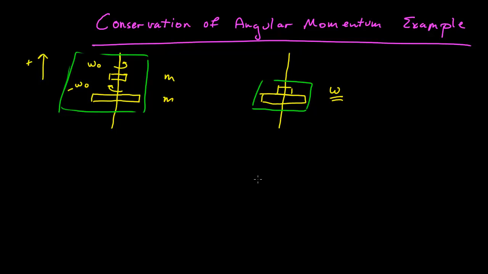You can think of this as the angular momentum analog of the perfectly inelastic collision. We had these two objects with different angular velocities. They come together and then stick together, eventually rotating at a common angular velocity.